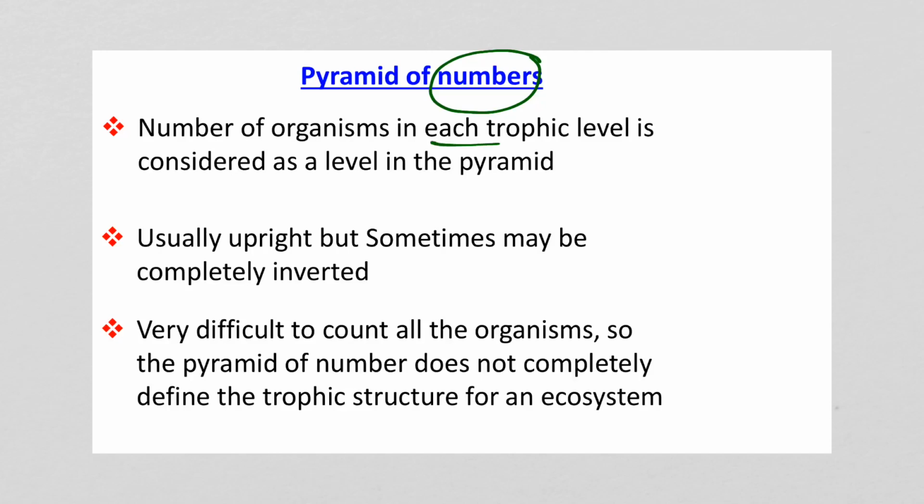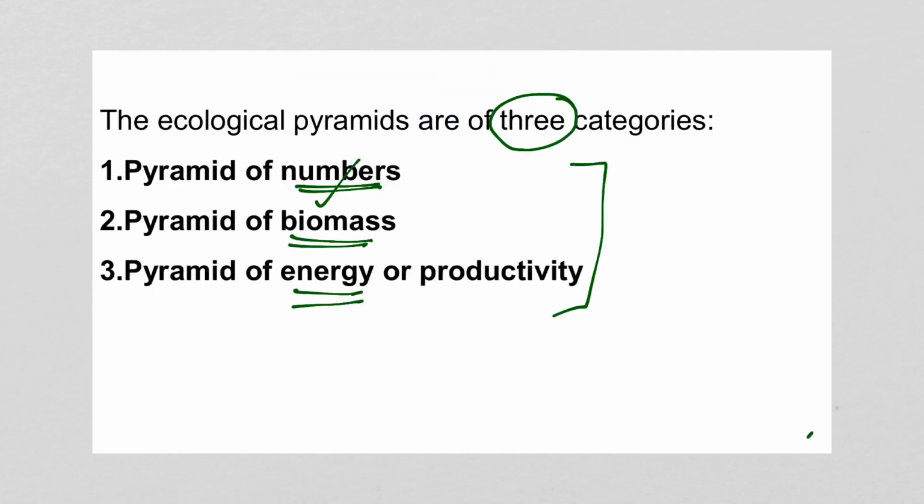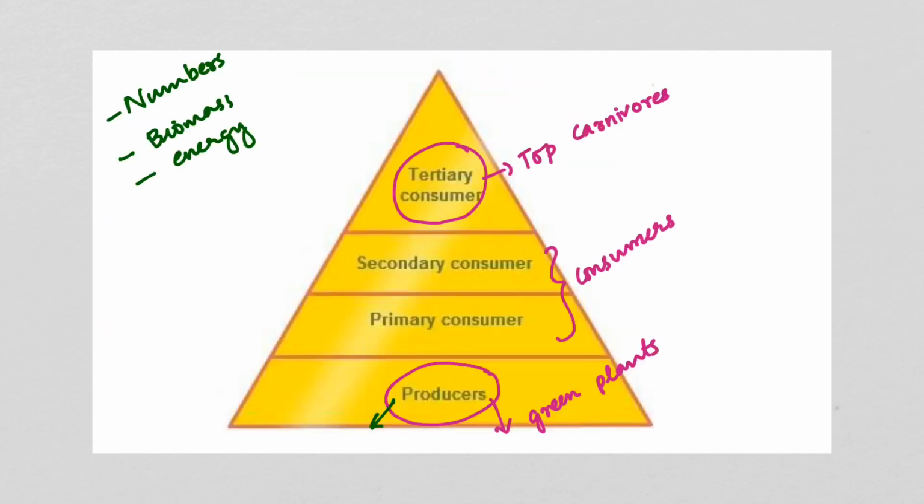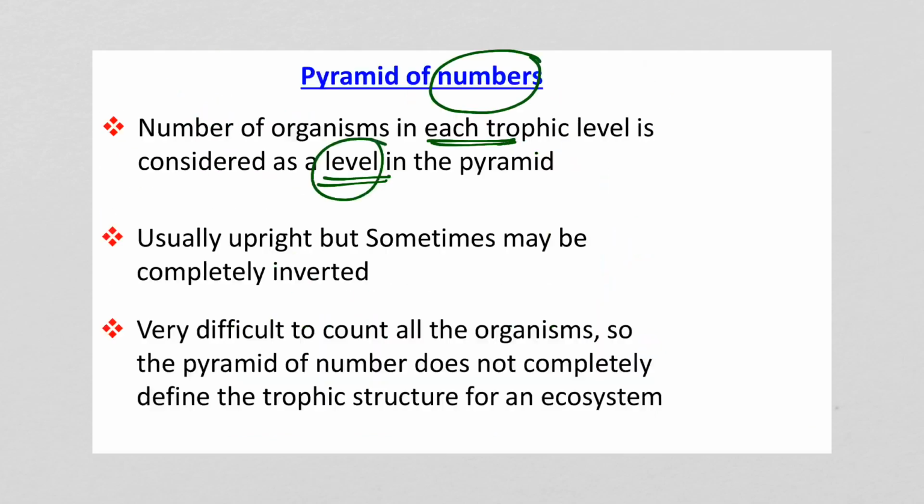The number of organisms in each trophic level is considered as the level in the pyramid. For example, if the number of producers is given, then it is a pyramid of numbers, because each level is represented by how many organisms are there. Now usually the pyramid of numbers is upright, but sometimes it may be inverted. So here what is to be understood? The pyramid of numbers is usually upright, but it can also be inverted.